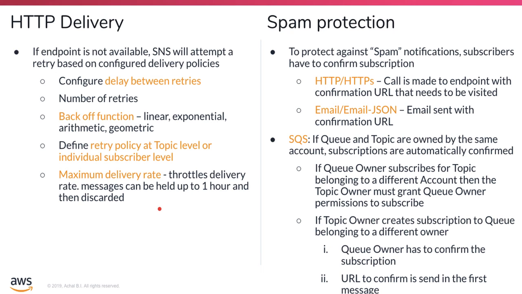So you could define a retry policy at topic level or individual subscriber level also. So you could use the message filtering option to do that. You could also set the message delivery rate to throttle the delivery rate.